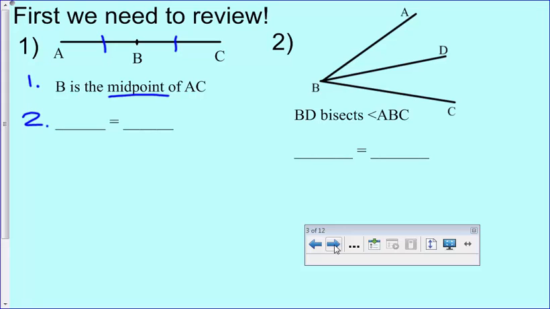That would be step one, and then what follows every time after you see the word midpoint is you writing that AB is equal to BC. The length of AB is equal to BC.